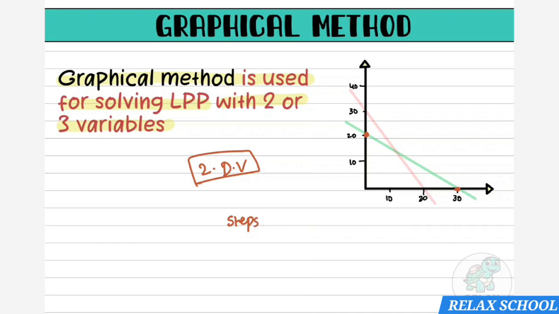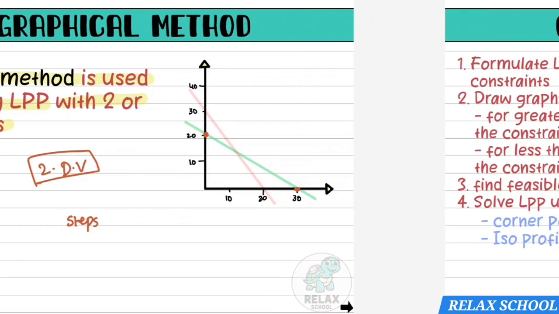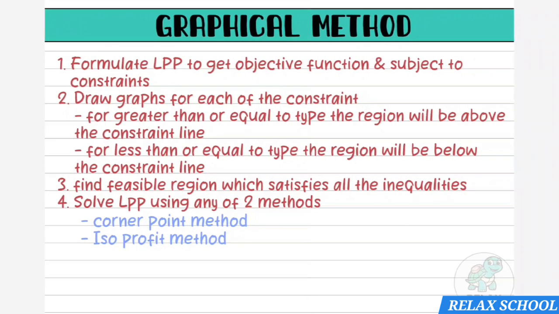Okay, let's look into the steps involved in solving a linear programming problem using the graphical method. The first step is to formulate the linear programming problem to get the objective function and subject constraints. This we have already covered in the first video, so I'm not going to talk about it in this video.